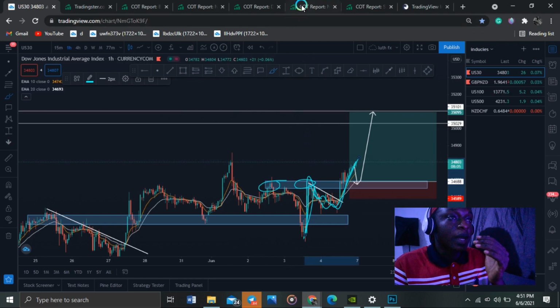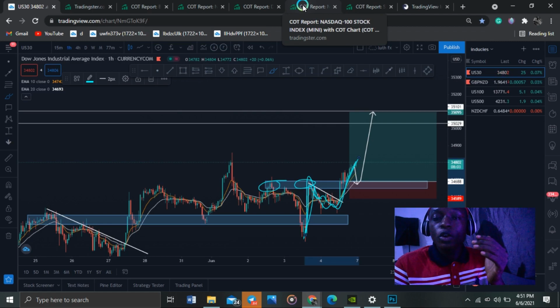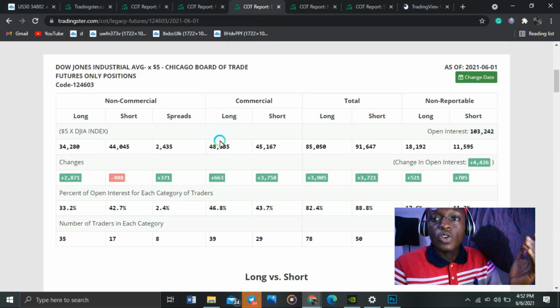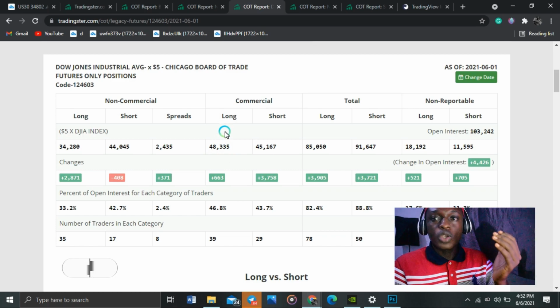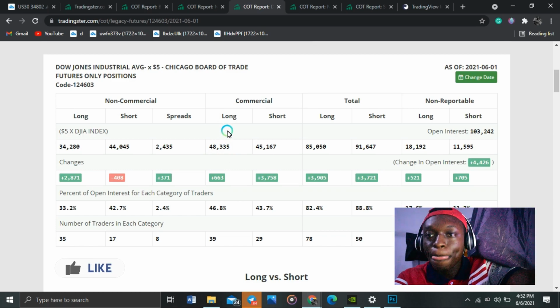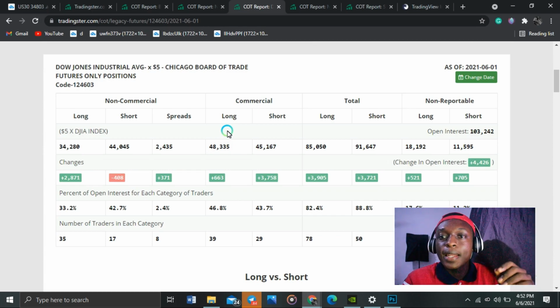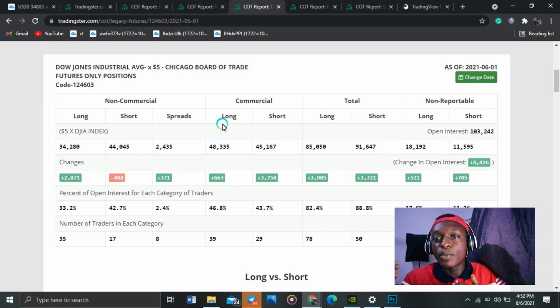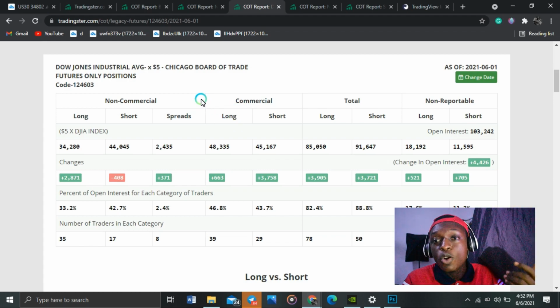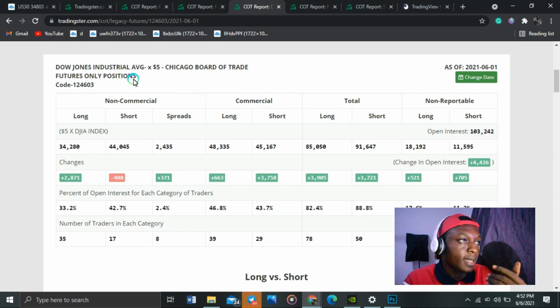As you can also see, the big banks are closing their shorts and are beginning to add a lot of longs on US30. So we can clearly see that the momentum is shifting. One thing we can also say is the COT report is backing our technicals, so that now we can get confidence and actually trade this setup.